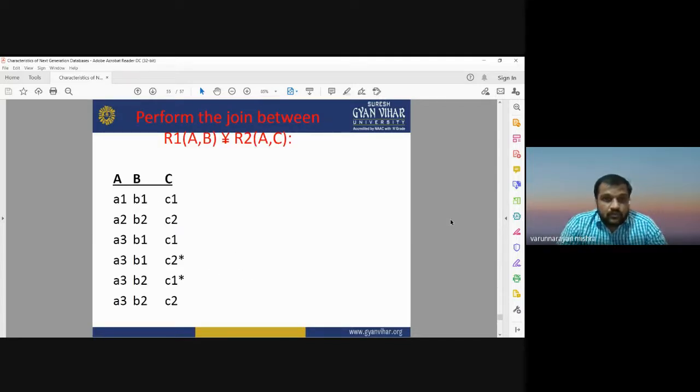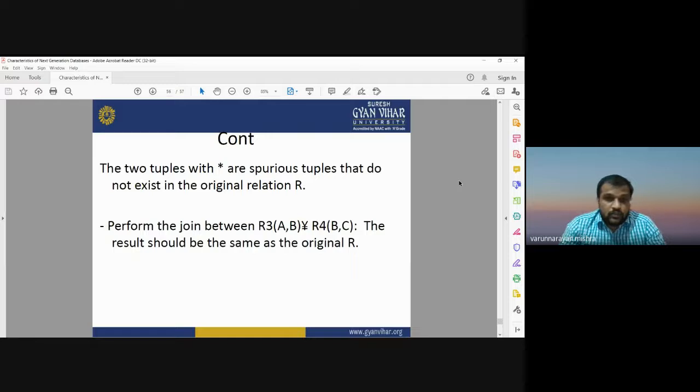So how do we perform the joining between two tables R1 and R2? This is the symbol of the join operation between two tables, and now we can join the decomposed tables to reconstruct the original table. The two tuples with the star symbol are spurious tuples that do not exist in the original relation R. We have to perform the join between tables R3 and R4. The result should be the same as the original table.